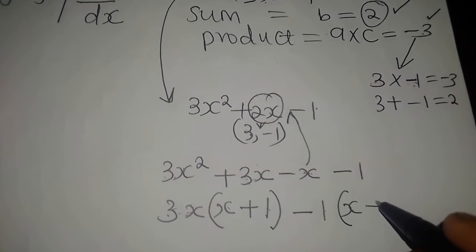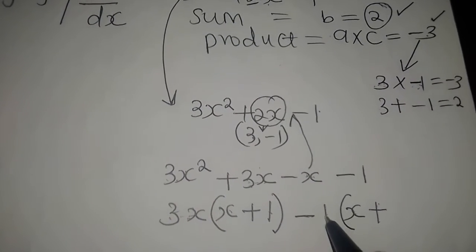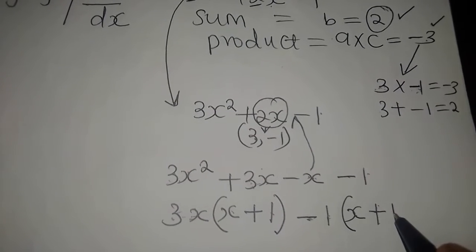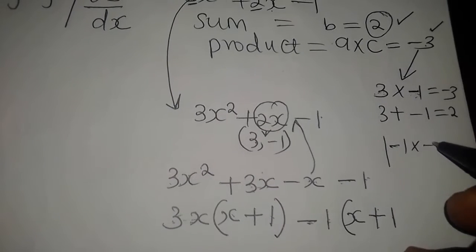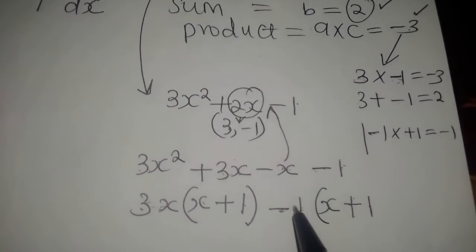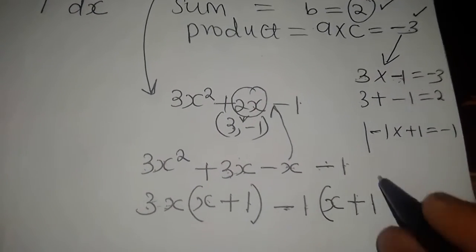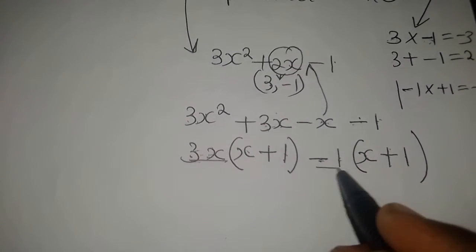Then I'm going to say positive here. Negative 1 into negative 1 gives you positive 1. So negative 1 times positive 1 gives me negative 1. Negative times positive is negative. Great. I'll close the brackets. So I'll be able to say now 3x and negative 1.